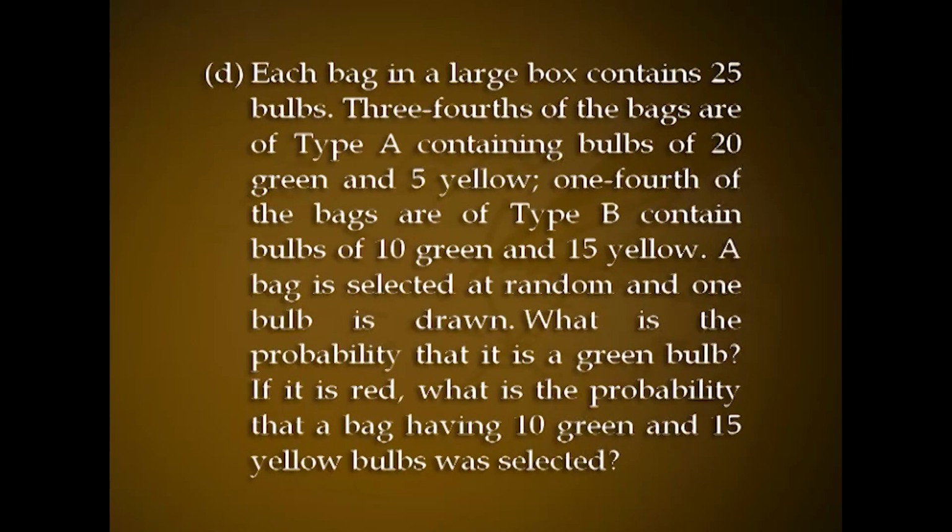Next, each bag in a large box contains 25 bulbs. 3/4 of the bags are of type A containing bulbs of 20 green and 5 yellow. 1/4 of the bags are of type B, contain bulbs of 10 green and 15 yellow. A bag is selected at random and one bulb is drawn. What is the probability that it is a green bulb? If it is yellow, what is the probability that a bag having 10 green and 15 yellow bulbs was selected?